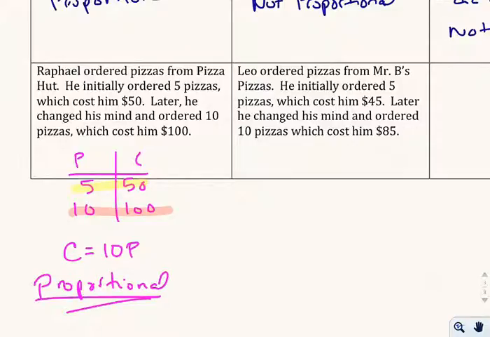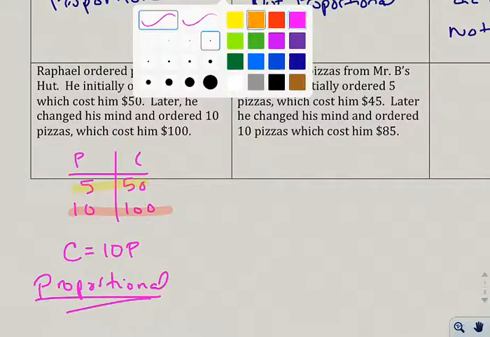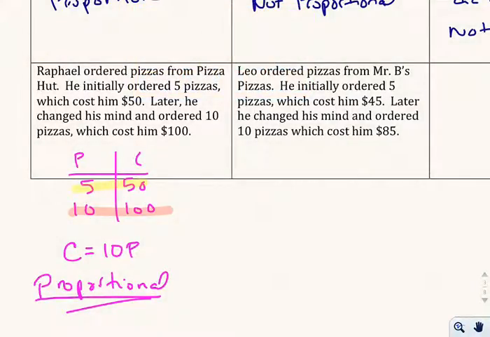Okay? If we look at the second one, we have this Leo ordering some pizzas, and we might get the joke there. But again, if you're not quite sure what's going on, I encourage you to make a table. So we have pizzas and we have cost. We have 5 pizzas cost us 45 bucks. We have 10 pizzas cost us 85 bucks. So if you're looking at the rule here, and it might be a little tough to pick out just a couple of examples, but we can find the rule to be 8 times the number of pizzas ordered plus $5.